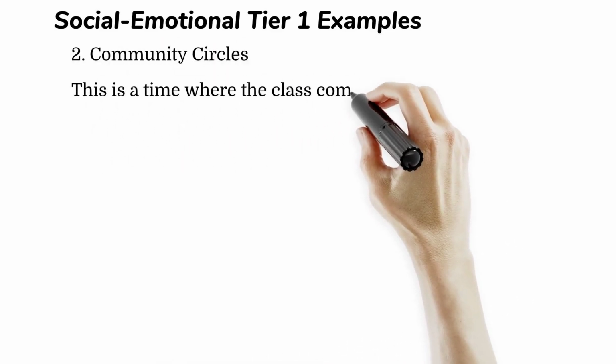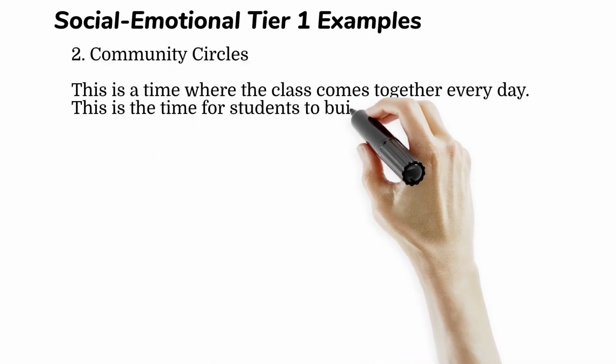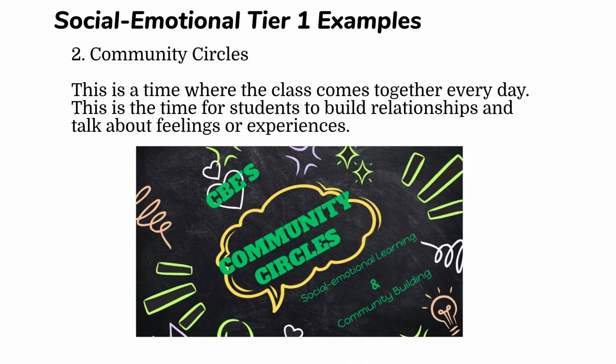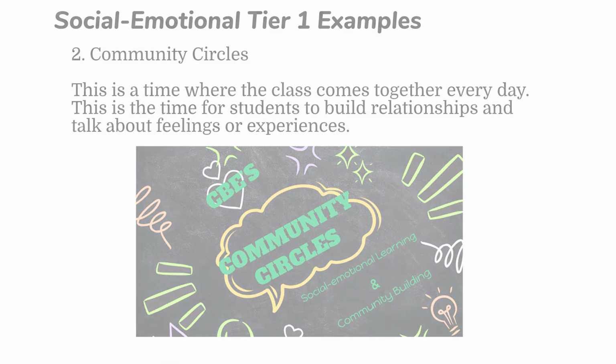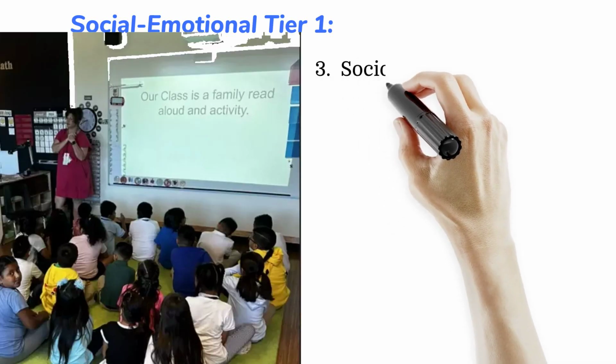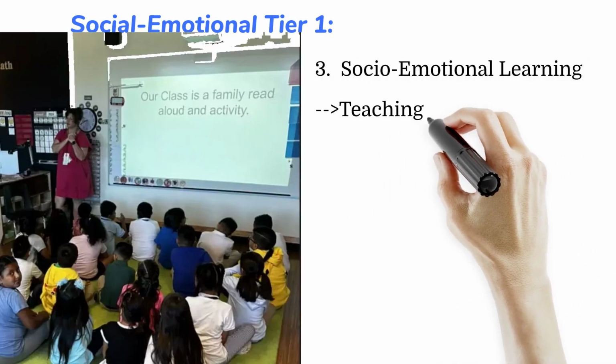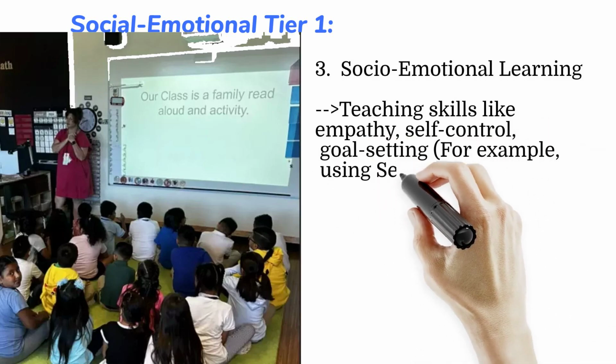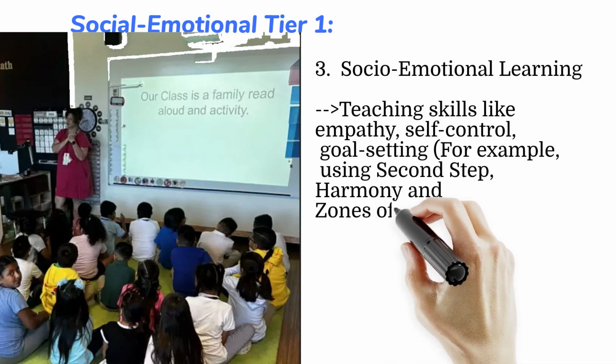2. Community circles. This is a time where the class comes together every day. This is the time for students to build relationships and talk about feelings or experiences. 3. Socio-emotional learning, teaching skills like empathy, self-control, goal setting. For example, using harmony education, second step, or zones of regulation.